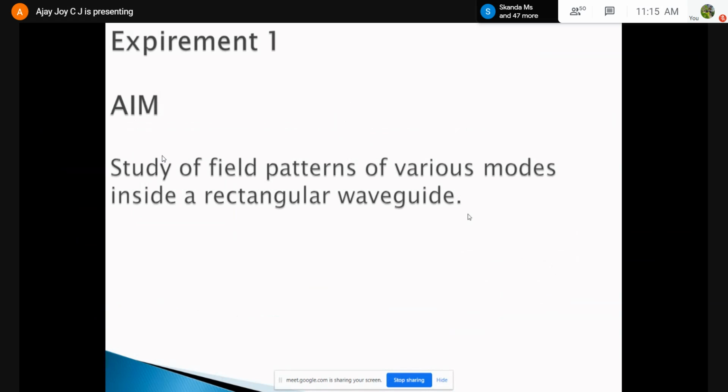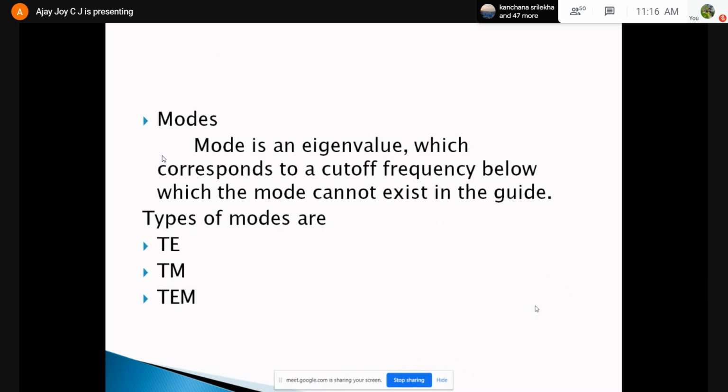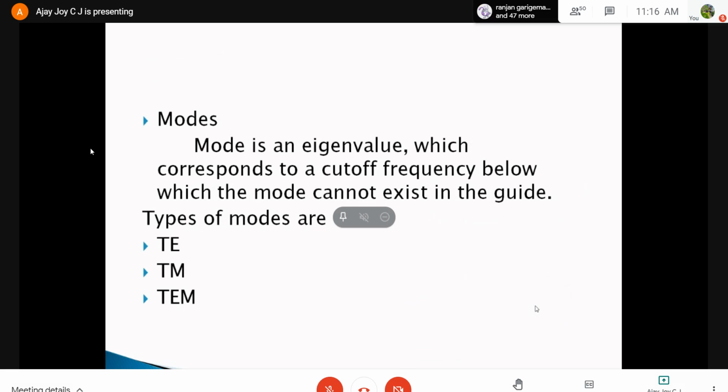My first experiment is the study of field patterns of waveforms inside a rectangular waveguide. A rectangular waveguide is a hollow tube with a rectangular cross section. The conducting walls of a waveguide confine the electromagnetic fields and therefore guide the electromagnetic wave. Here we can see an image of a rectangular waveguide, and a mode is an eigenvalue which corresponds to a cutoff frequency below which the mode cannot exist in the guide.